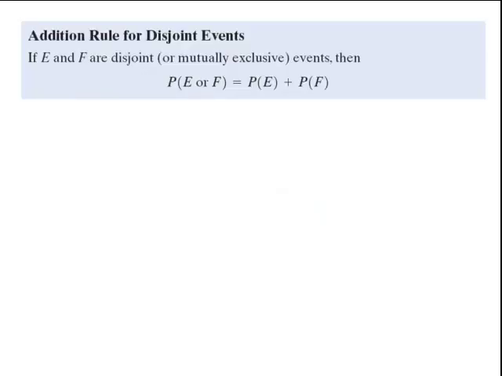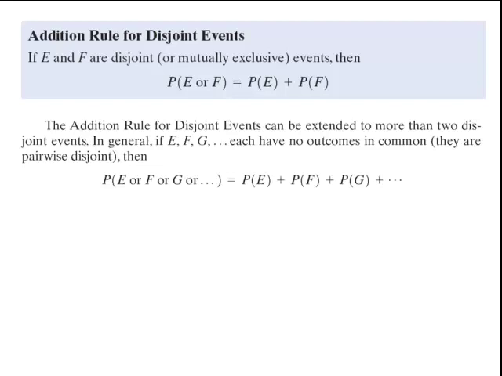This is the addition rule for disjoint events. Probability of E or F happening is equal to the probability of E plus the probability of F. Now this can be extended to more than 2 disjoint events. So if we have 3 events and they're all disjoint, the probability of E or F or G would simply be the probability of E plus the probability of F plus the probability of G. And of course this can continue depending upon your number of disjoint events.